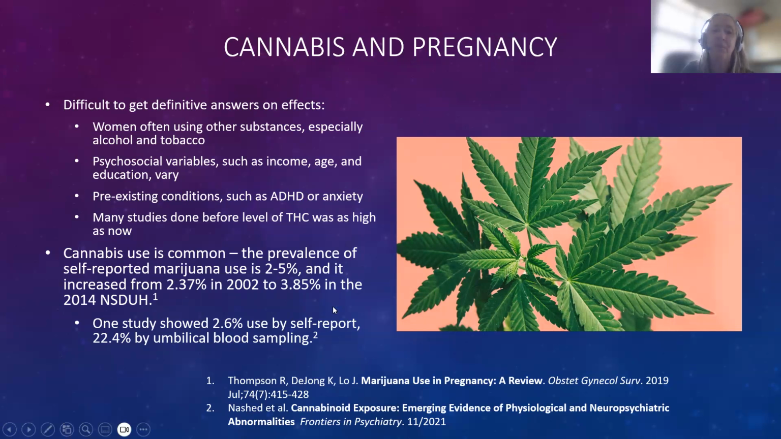Cannabis use is super common. The prevalence of cannabis use is somewhere between 2 to 5% in pregnancy, and it increased from 2.37% in 2002 to 3.85% in 2014. There are studies that show that it increases in states that legalize it. There was one study where 2.6% of patients reported that they had used cannabis during pregnancy, but when they checked the umbilical blood, about 22%, or 1 in 5, had actually used during pregnancy.